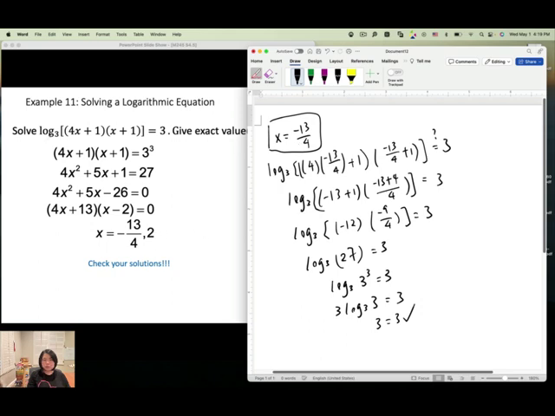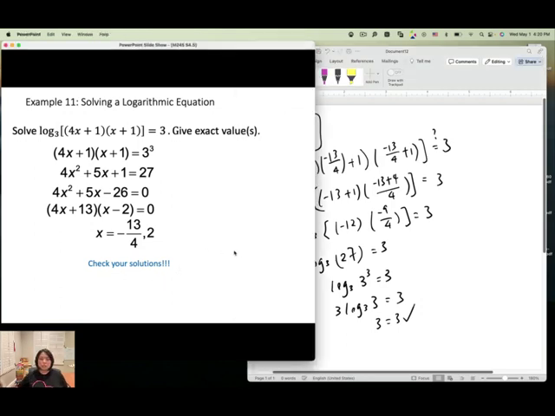Same idea with this one. Plug in x equal to 2. You're going to do it by yourself. You should get that both of them are solutions.